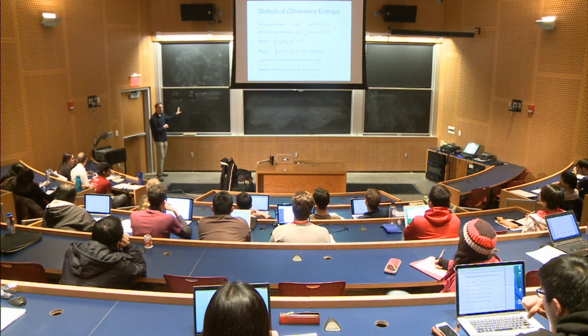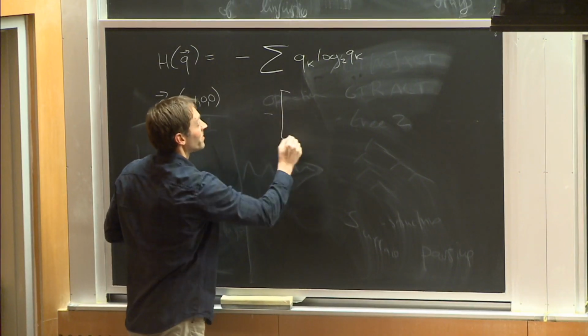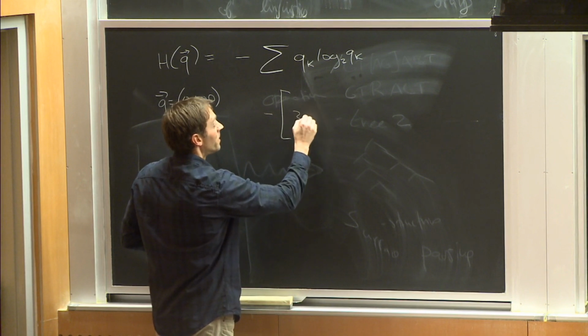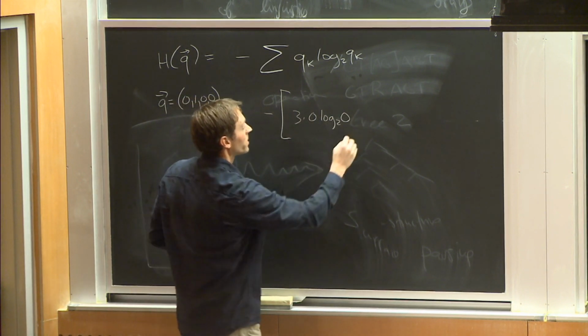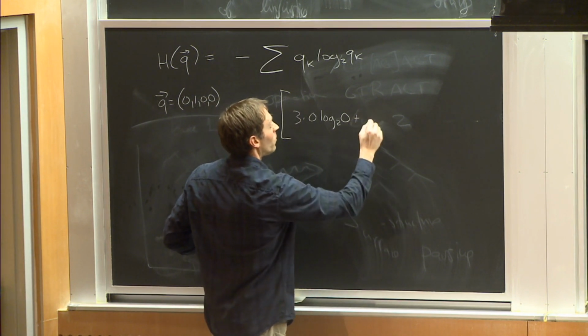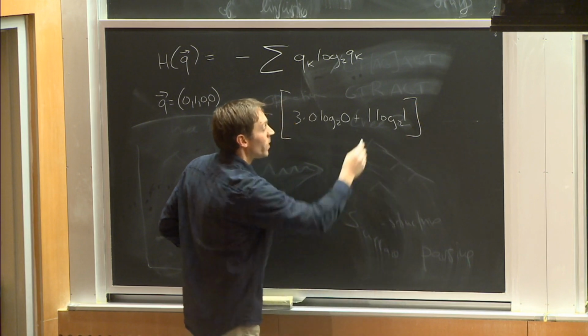Right. And when you do the math, for the C term you'll have a sum. You'll have 3 terms that are 0 log 0. It might crash your calculator, I guess. And then you'll have one term that's 1 log 1, right? And so 1 log 1, that's easy.